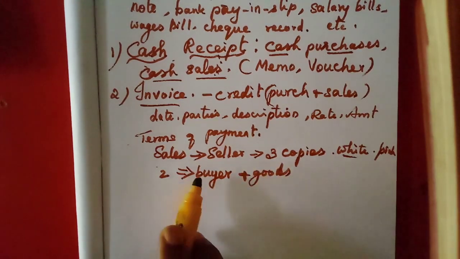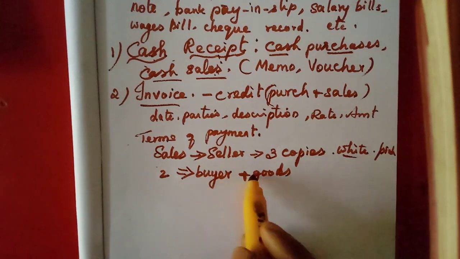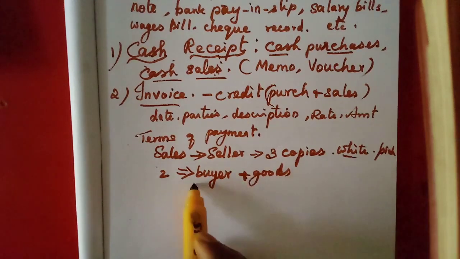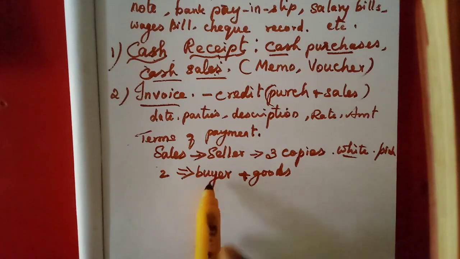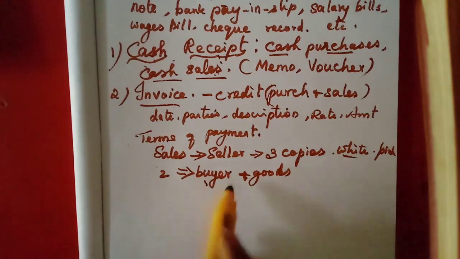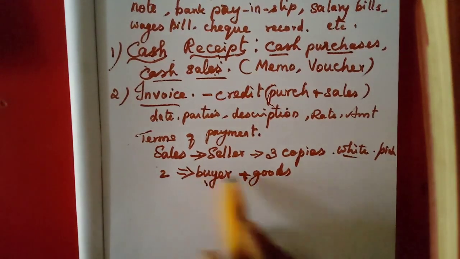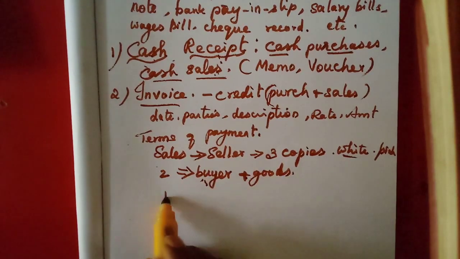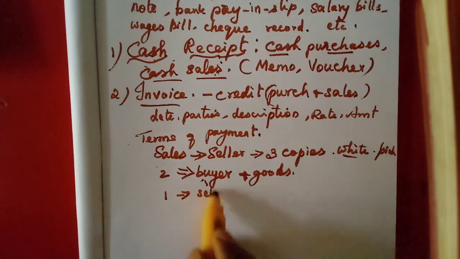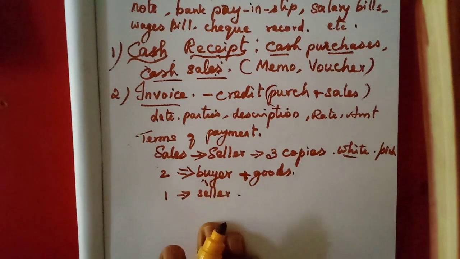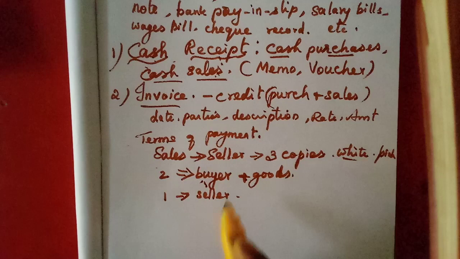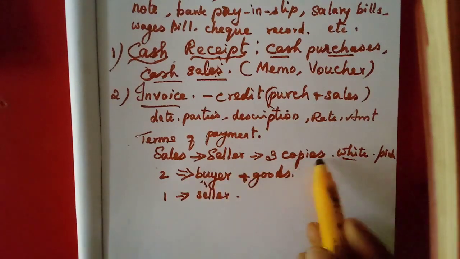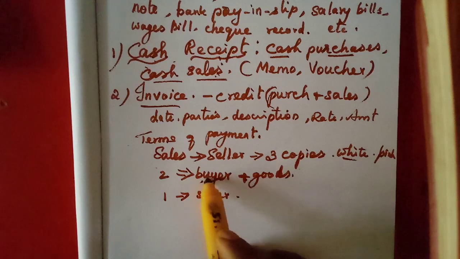Along with the goods they will send one, and the other one will be sent by post or courier to the buyer. So 2 will be given, one along with the goods and another one to the buyer directly. The one will be in the seller's place as the document, the evidence, the source document. Then the buyer will have one as the main one.